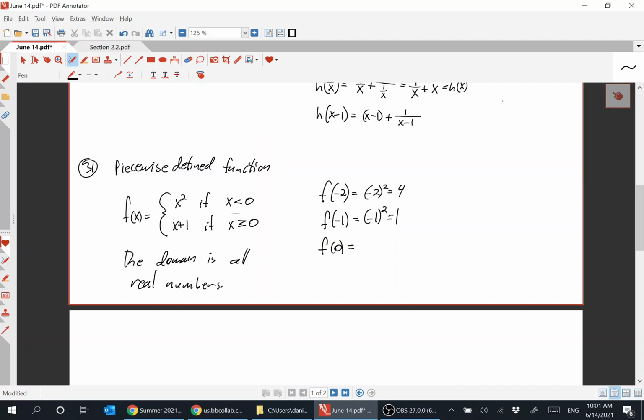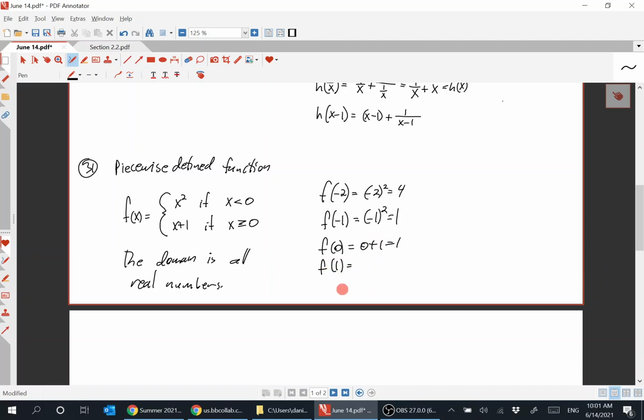All right, f of 0. Which piece of the piecewise function do you use when x is equal to 0? The top piece or the bottom piece? It is the bottom, right? When x is bigger than or equal to 0. So the 0 belongs to this piece, not this one. This is for x strictly less than 0. So this is 0 plus 1, which is 1.